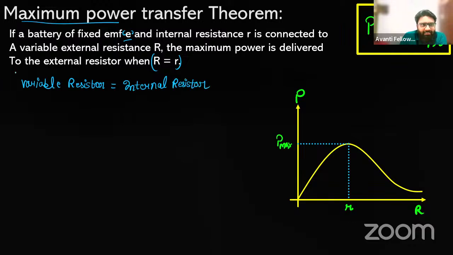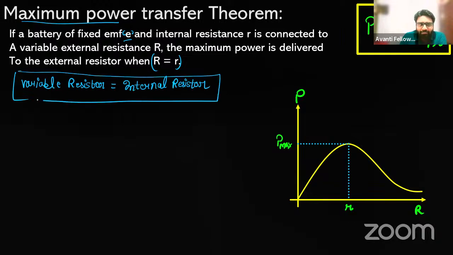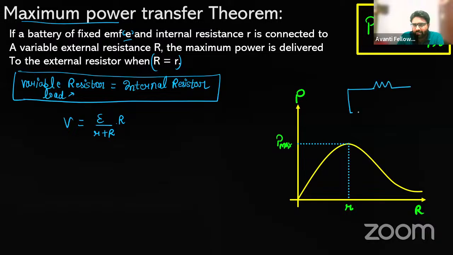ठीक है, then in this case I am having the maximum power when the variable resistor or the load resistor equals the internal resistor of the battery. ठीक है, क्लियर है? कैसे कर सकते हैं देख. We know that V is equals to what? Epsilon upon small r plus capital R into capital R. This we can say, if I draw a circuit here, this is the load, let's say variable load, this is the battery, and this is the internal resistance of the battery, small r, epsilon. Clear है?